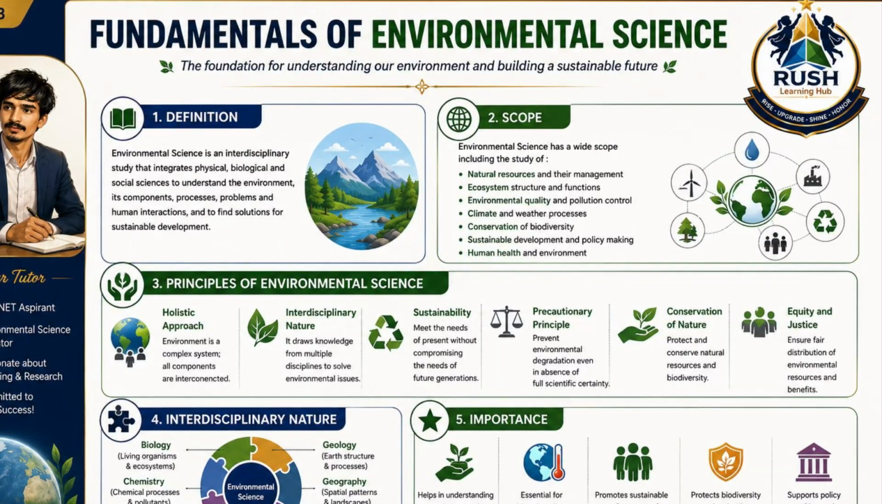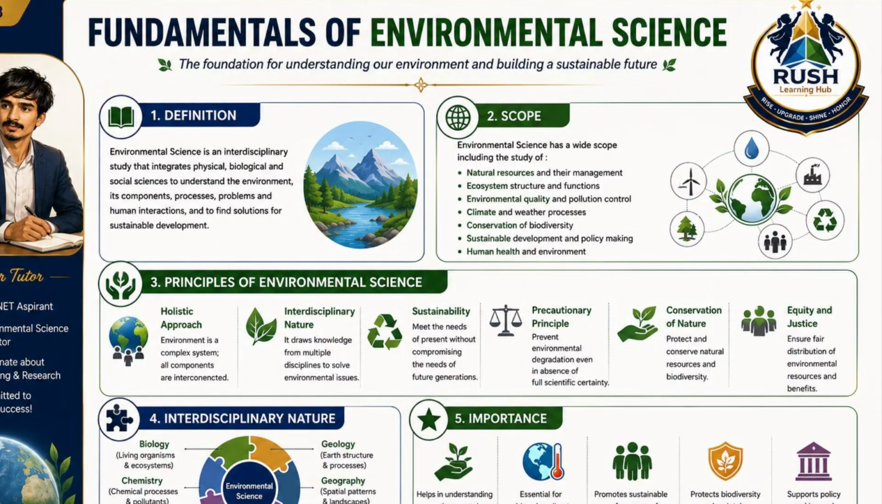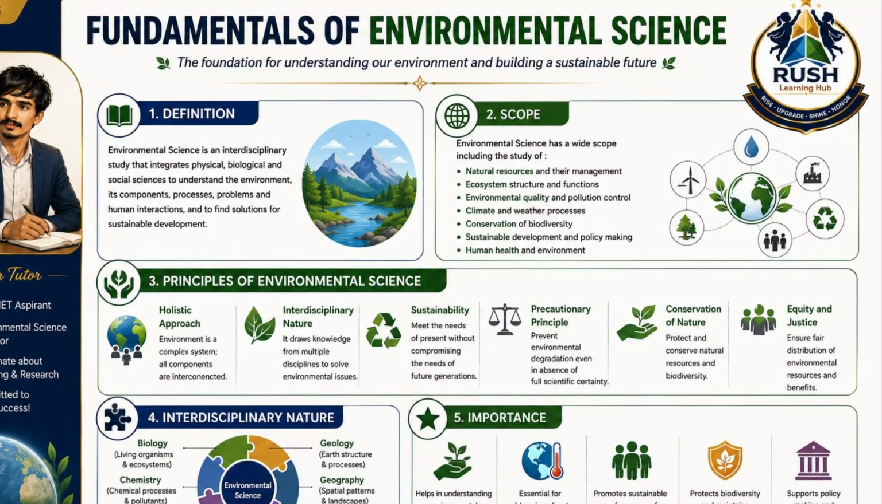The sixth principle is equity and justice. Environmental benefits and environmental burdens should be distributed fairly among all individuals and communities. Every person has the right to a healthy environment, regardless of economic or social status.